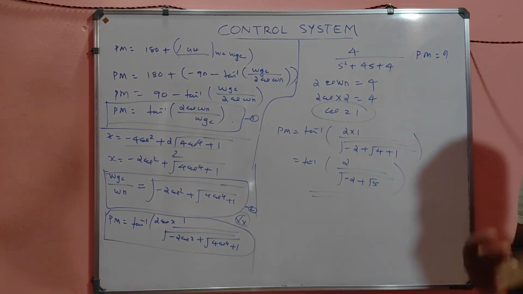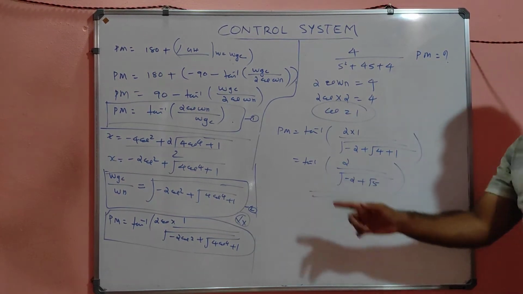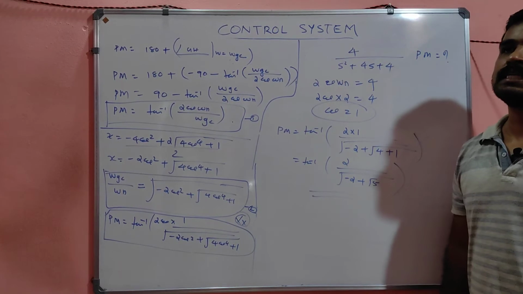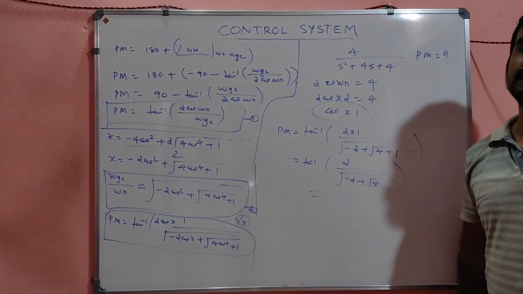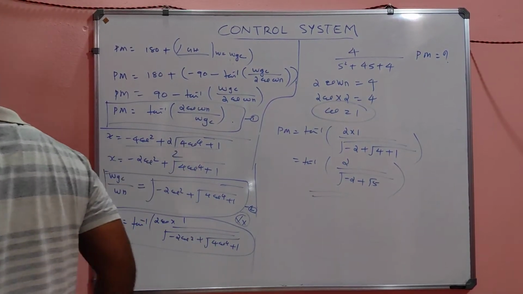For every second order system, my dears, you just remember that one equation: tan inverse 2 theta divided by root of minus 2 theta square plus root of 4 theta raised to 4 plus 1. That's all.